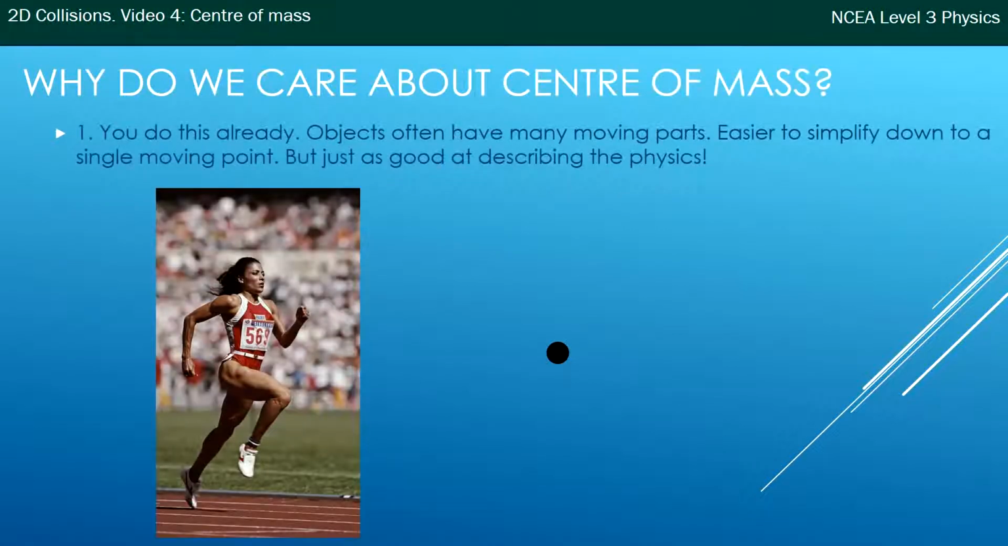So why do we care about centre of mass? Well, it turns out that you care about it already. You already use it. Objects have many, many moving parts. Like this runner pictured, her whole body is moving forward, her legs are moving up and then forward and back, her arms are moving forward and back, her head's bopping up and down. There's lots of moving parts within this one person, but it's much easier to deal with this as a single point that moves along.